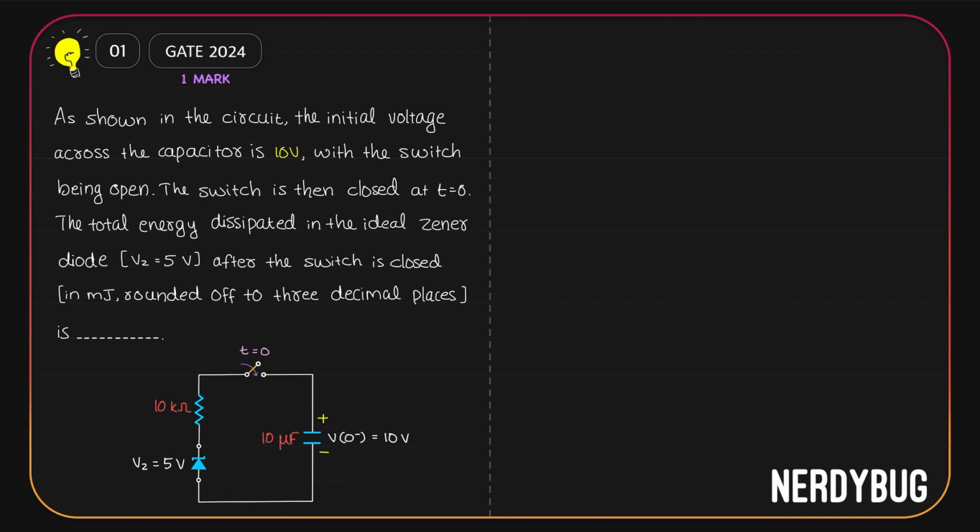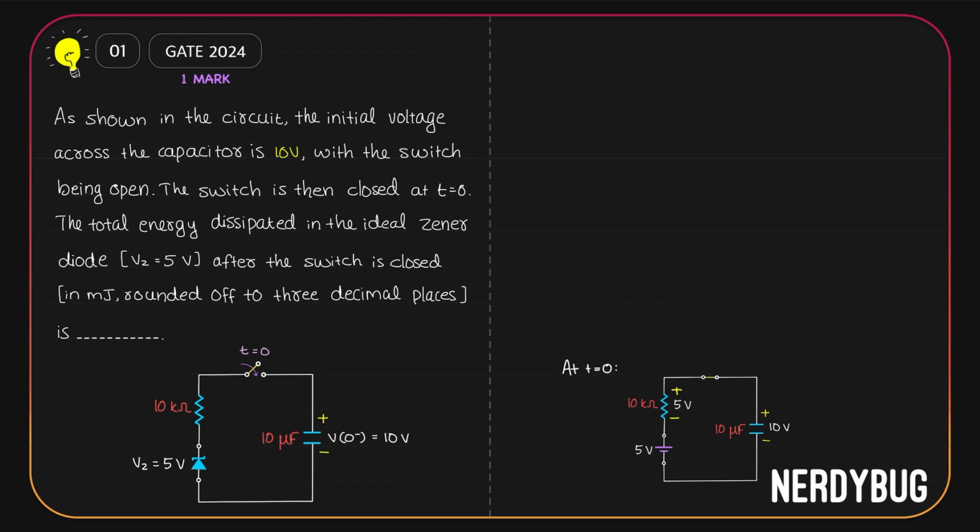At t equal to 0, when the switch is just closed, the capacitor will have a potential 10 volt across it. The Zener diode will be on and we can model it as a cell with potential 5 volt. The rest of the 5 volt will be dropped across the resistor. So at t equal to 0, we can model the circuit like this. Now, what we have over here is basically an RC circuit. Capacitor is charged and it has a potential 10 volt across it.